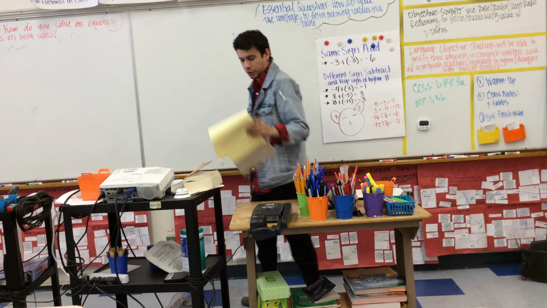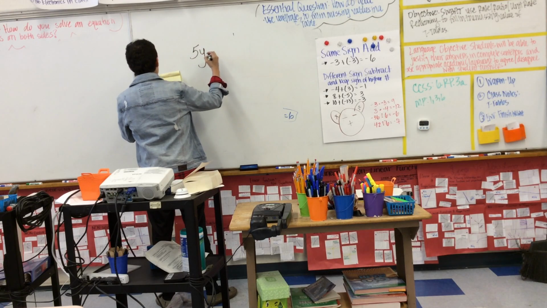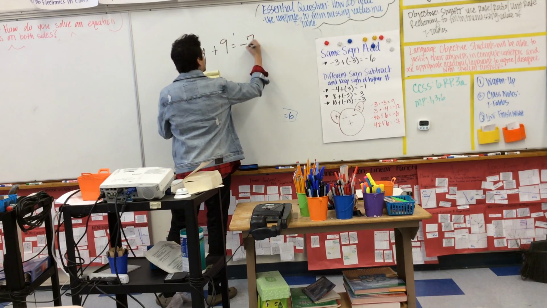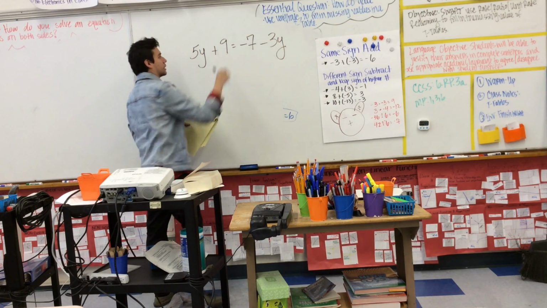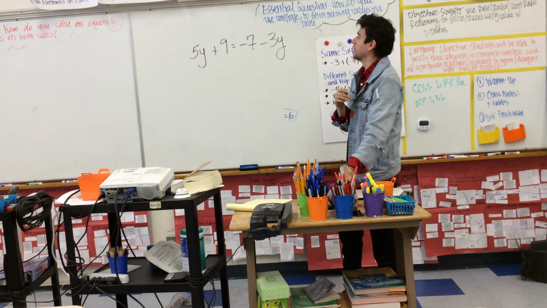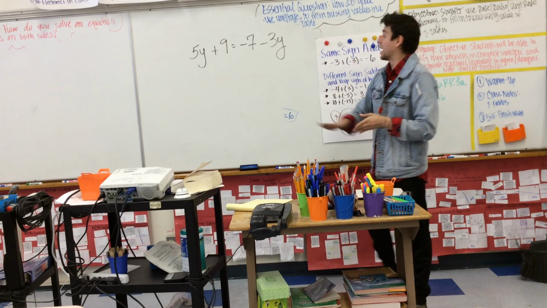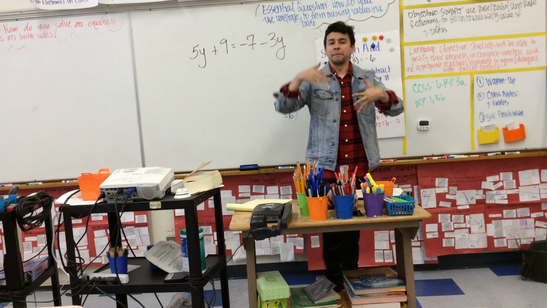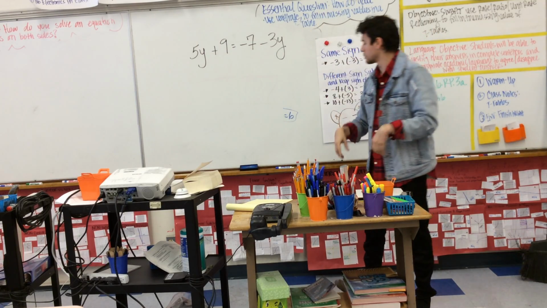Next problem you guys had was 5y plus 9 equals minus 7 minus 3y. Okay? So that was the next problem you had. See, we're kind of going up the level of difficulty. Oh shoot, I have y's here and then I have y's over there. That means I have to use that strategy, the little brother, little sister strategy.